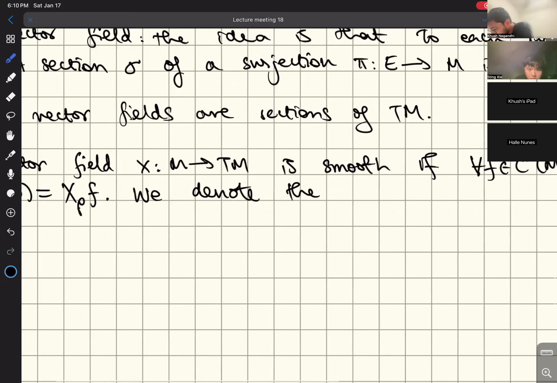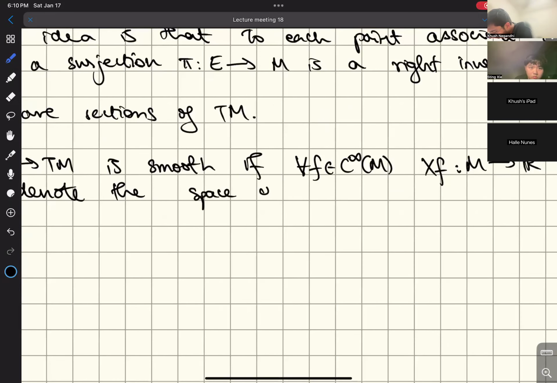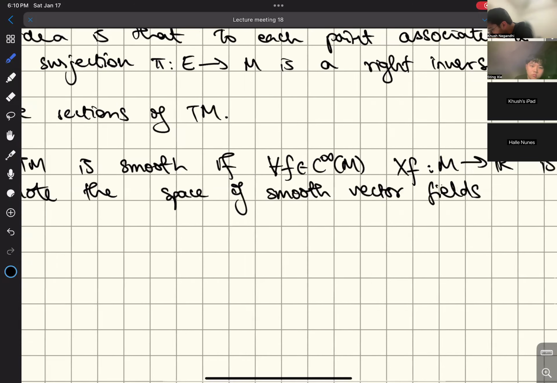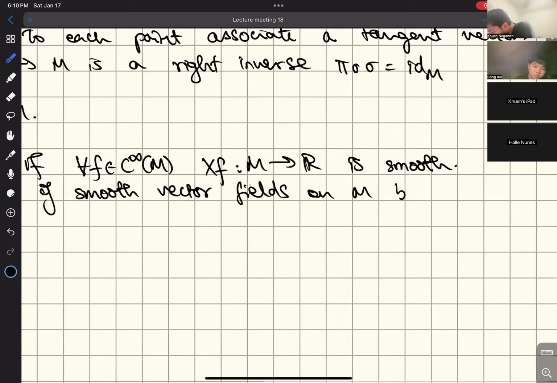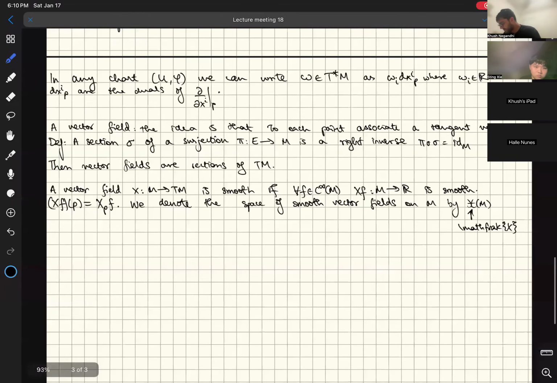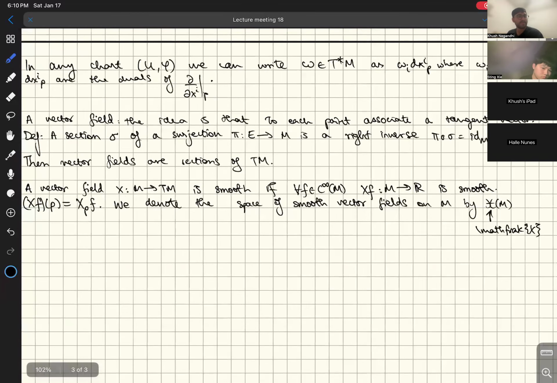We denote this space of smooth vector fields on M by math frak X of M. Okay, so are there any questions about what a vector field is and what a smooth vector field is?